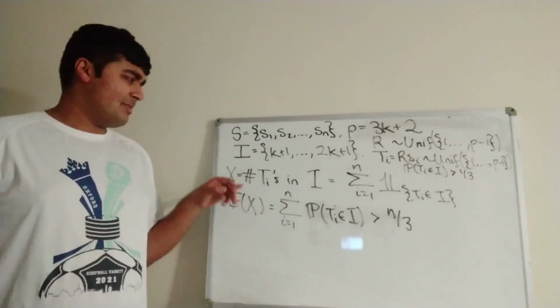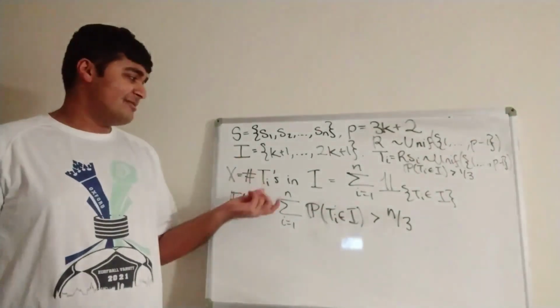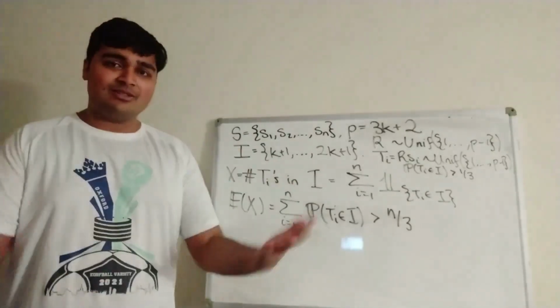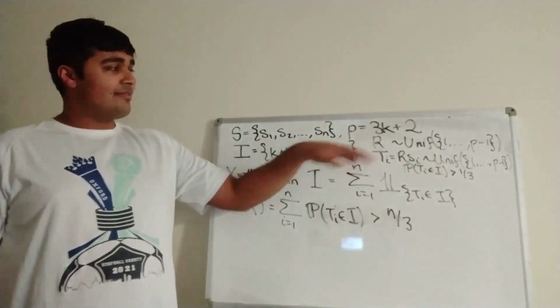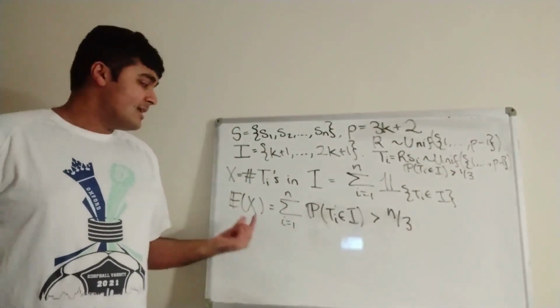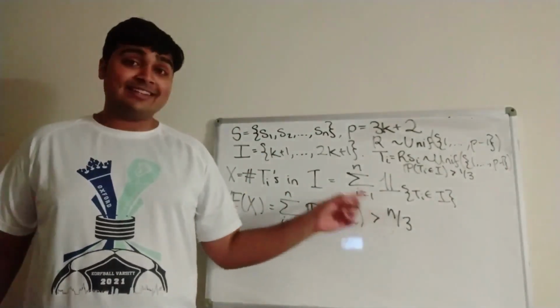And one thing I should make clear is that X is certainly a random variable, because each of the t_i's is a random variable. So if we were to run this a bunch of times with different values of r, we'd get different values here. So it certainly is a random variable, but the expected value of X is strictly bigger than n over 3.